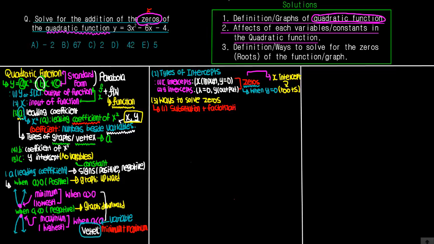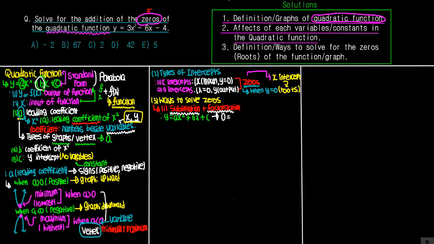What that means is, let's say there is a quadratic function, for example y is equal to ax squared plus bx plus c. What I mean by substitution is we substitute something into our function. We know that our y value should always be equal to 0 at the x-intercept, so we substitute our y value as 0. And then we do factorization.